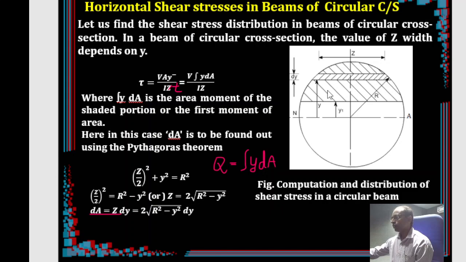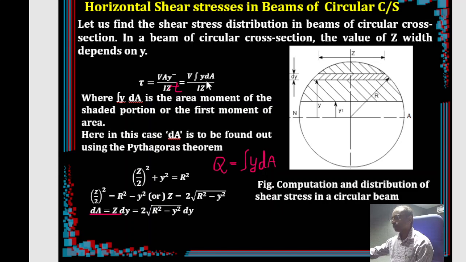Why am I doing this? Because it is not easy to find the area of an irregular curve like this, or the centroid of that, right? So for that I am taking a small rectangular strip. The idea is that by integrating all such rectangular strips, I will cover the entire area. Finally the result will be the same. So what I am using is the integral of y dA, right?